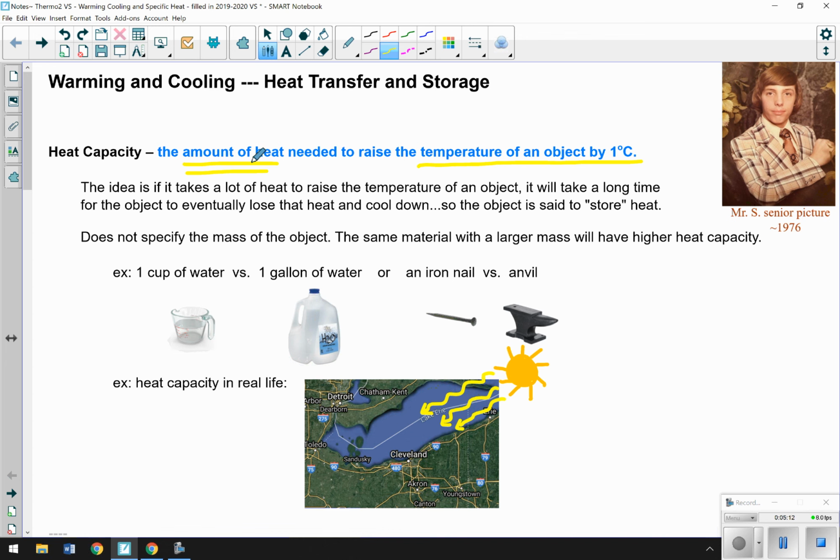But now let's transfer to the fall. There's not as much sun, and Lake Erie, however, stays warm, right? Lake Erie stays warm all the way into November, even December. It has to get really cold out for many days in a row for Lake Erie to freeze. And so that's where we get the idea of heat transfer and storage. It takes a long time because Lake Erie has a large heat capacity. It takes a long time for the heat to transfer into it, but then it takes a long time for Lake Erie to lose that heat.